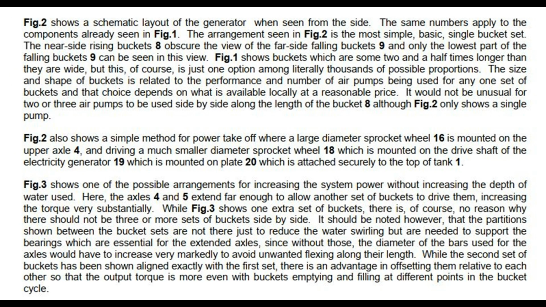Fig 2 shows a schematic layout of the generator when seen from the side. The same numbers apply to the components already seen in Fig 1. The arrangement seen in Fig 2 is the most simple, basic, single bucket set. The near side rising buckets 8 obscure the view of the far side falling buckets 9, and only the lowest part of the falling buckets 9 can be seen in this view.